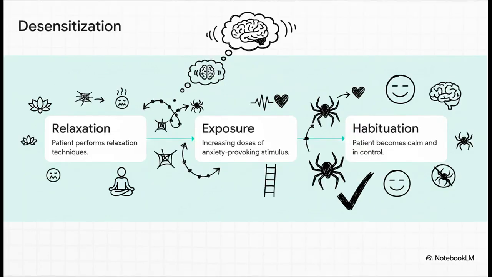Because maladaptive behaviors are learned through conditioning, it naturally follows that they can be unlearned through precise deconditioning techniques. One highly effective method for phobias is systematic desensitization. The clinician steps the patient through a rigorous protocol, first establishing baseline relaxation techniques, then followed by meticulously controlled exposure to gradually increasing doses of the anxiety-provoking stimulus, all the way until complete neurological habituation is achieved.